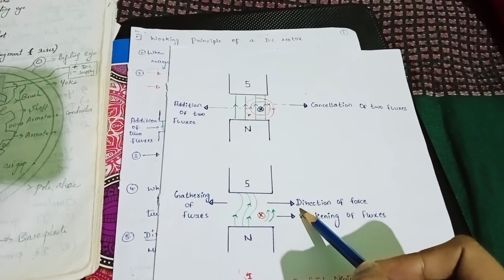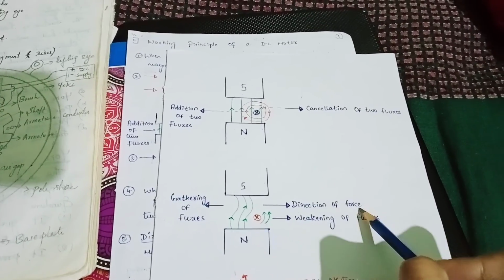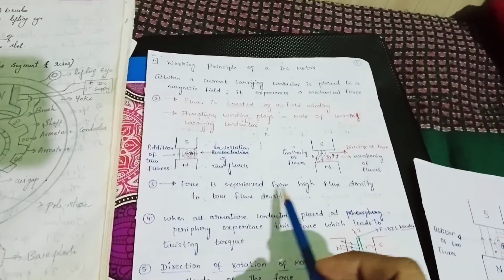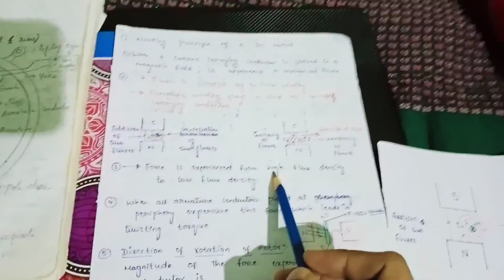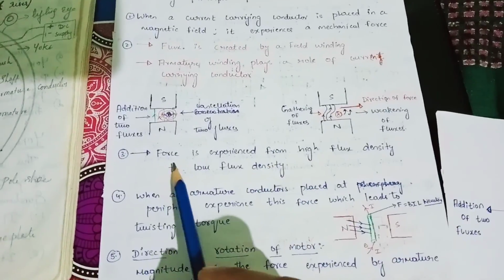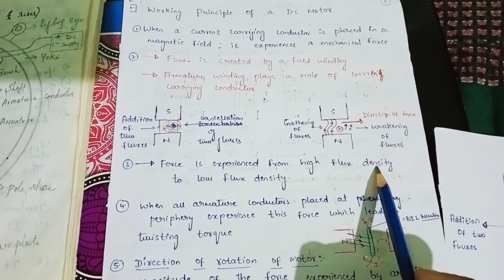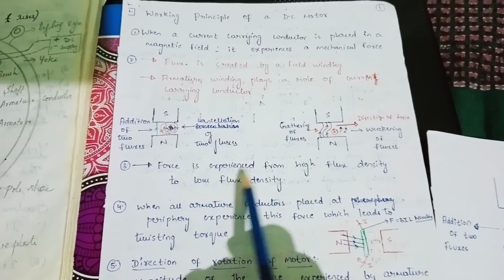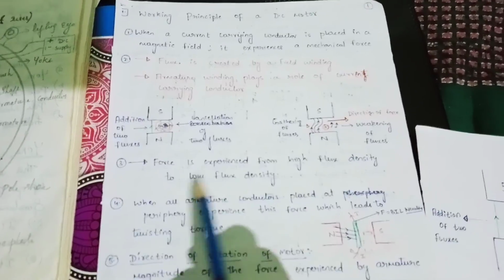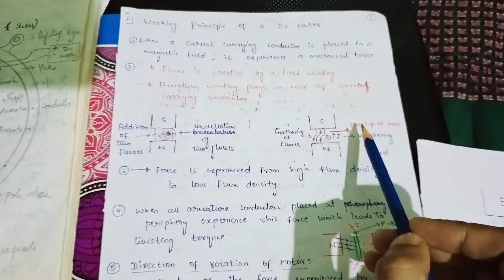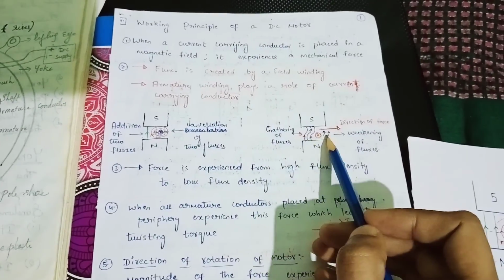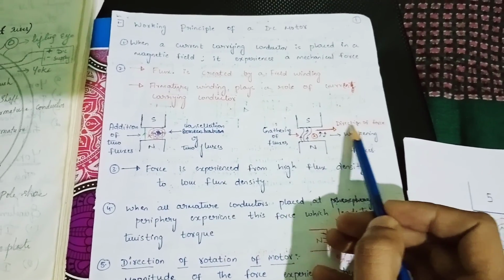And how do we get the direction of force? The direction of force is always experienced from high flux density to low flux density. I repeat, the force is experienced from high flux density to low flux density. Hence, we get the direction of force in this way. This is the high flux, this is the low flux, and this is the direction of force.